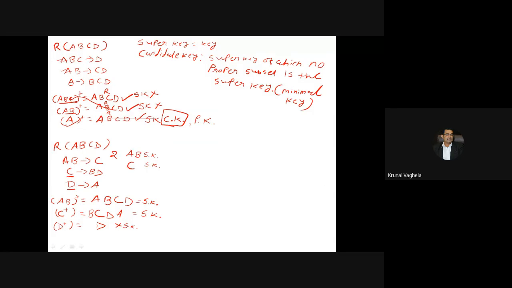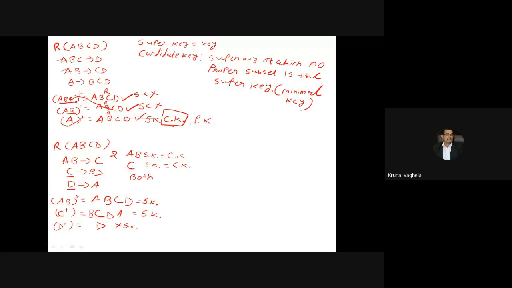See, subset of AB. That means A or B is a super key? No. Neither A nor B is a super key. So this is also a candidate key. C is alone. No problem. This is also a candidate key. So AB and C both are candidate keys.